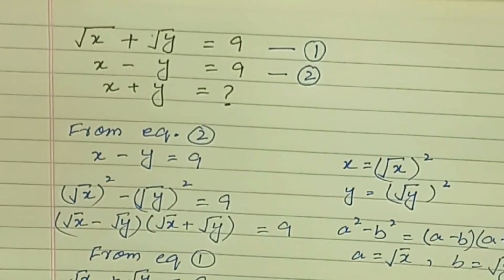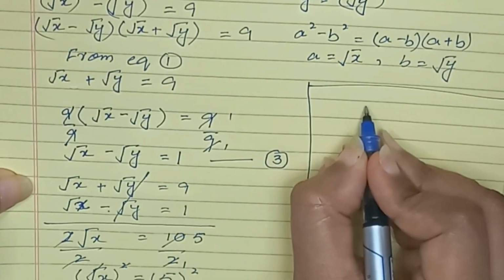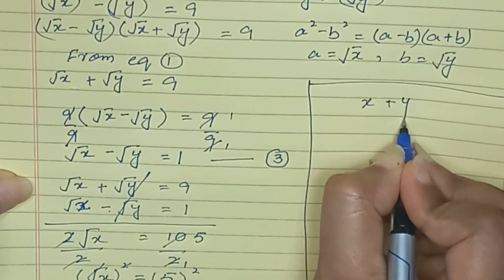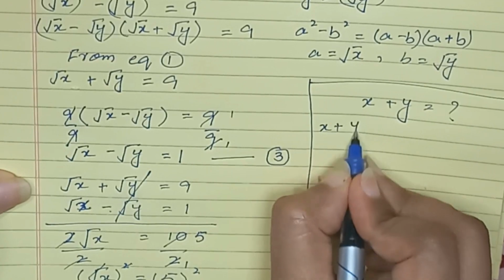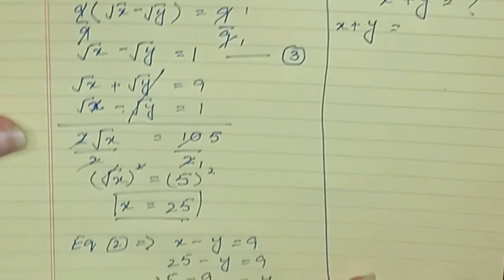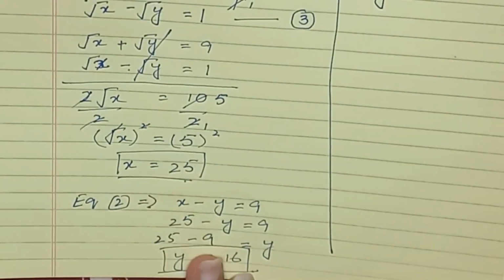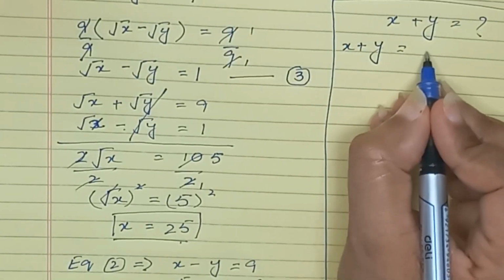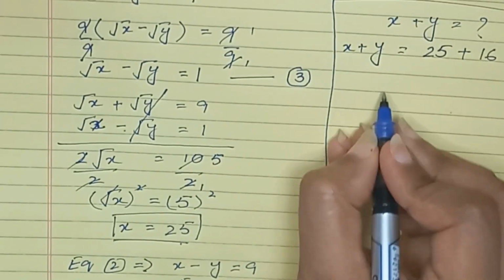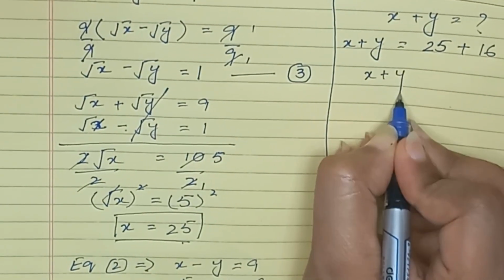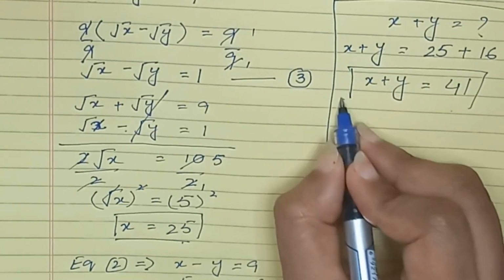But we have to find the value of x plus y. For finding the value of x plus y, the value of x is 25 and y is 16. So we will put the values of x and y, and it will become 25 plus 16, and x plus y will be equal to 41.